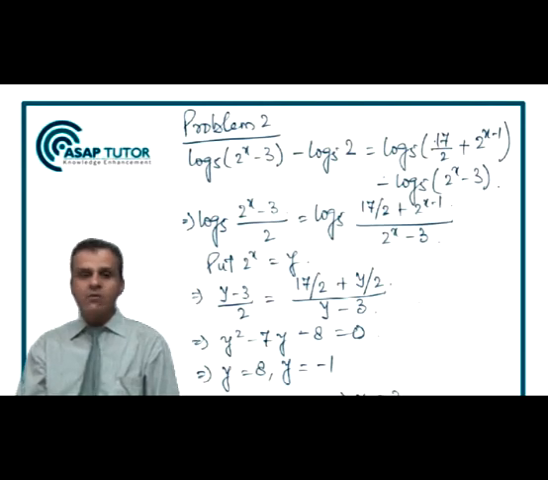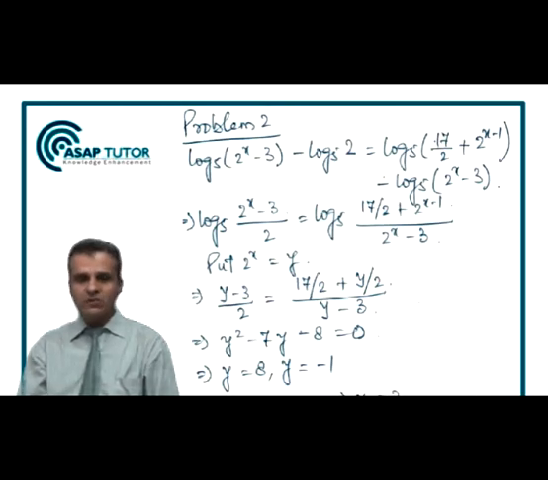Now we'll substitute 2 raised to the power x is equal to y. So therefore this becomes log base 5 of y minus 3 divided by 2. Now this will be log base 5 of 17 by 2 plus 2 raised to the power x minus 1, which can be written as 2 raised to the power x divided by 2. So it will be y divided by 2, and 2 raised to the power x minus 3 will be y minus 3. Now log base 5 is on both sides, so we can cancel it out. So finally we get y minus 3 by 2 is equal to 17 by 2 plus y by 2 divided by y minus 3.